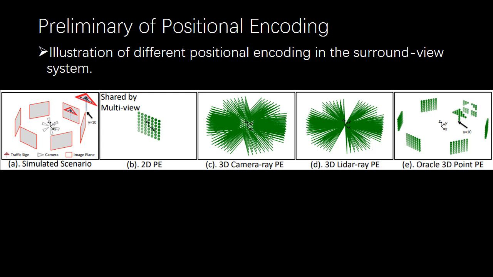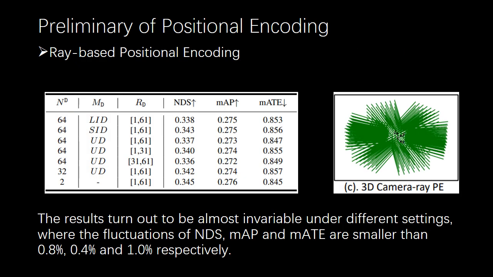Here, we give the preliminary of positional encoding. As illustrated in Figure A, in the simulated scenario with 6 cameras, only one traffic sign appears in the front view. The distance is set as 10 meters, rather than in other cameras. Different position encodings for this scene are listed in Figure B. Ray-based PE is introduced in the PETR series. It allows for the production of 3D position-aware features, and it obtains the 3D coordinate information from a set of points along the camera ray.